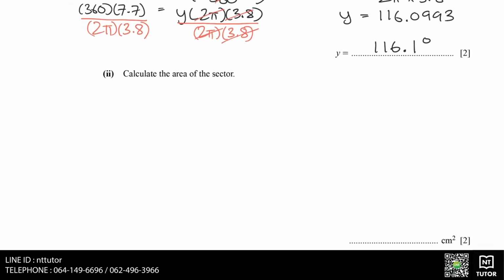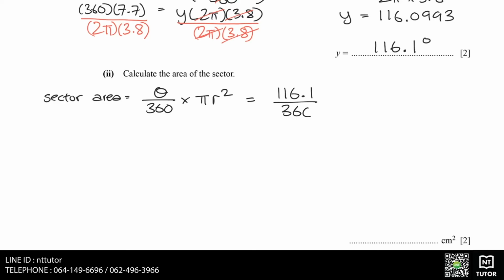Calculate the area of the sector. We can find the area of the sector by doing angle of sector over 360 degrees multiplied by pi r squared. We already have the value for the angle, which was y, or 116.1, and we already know that the radius is equal to 3.8. Therefore, we have everything we need to find the area of the sector.